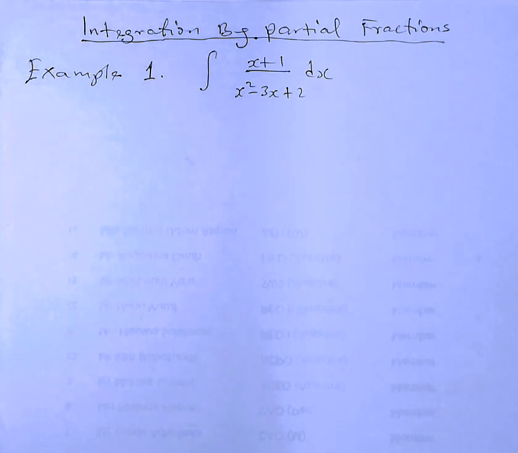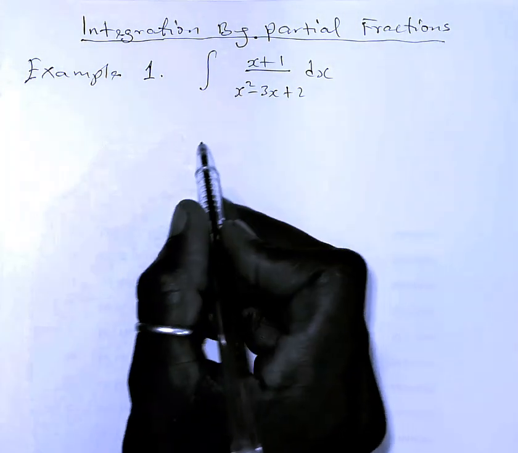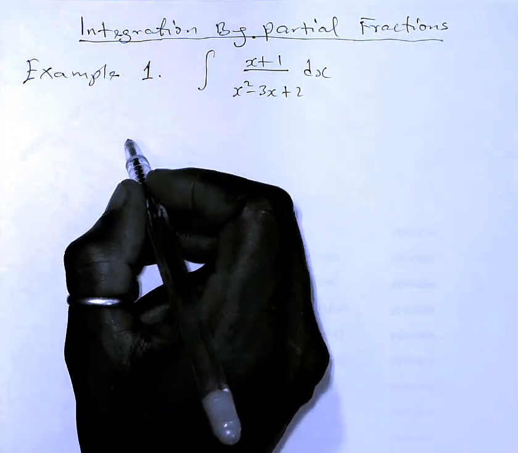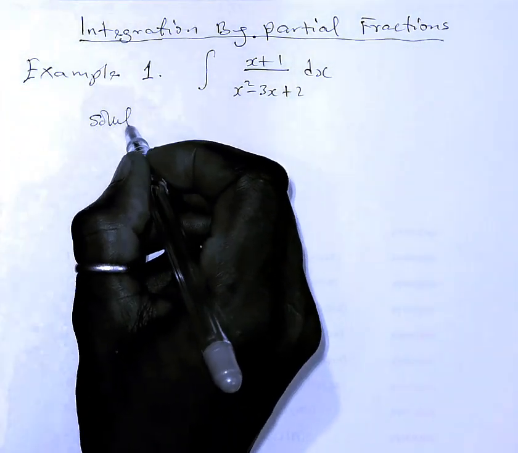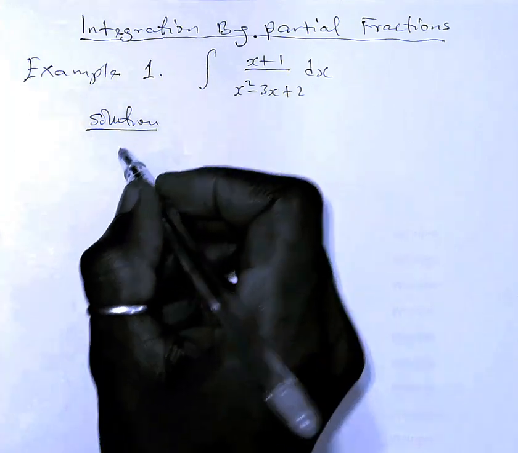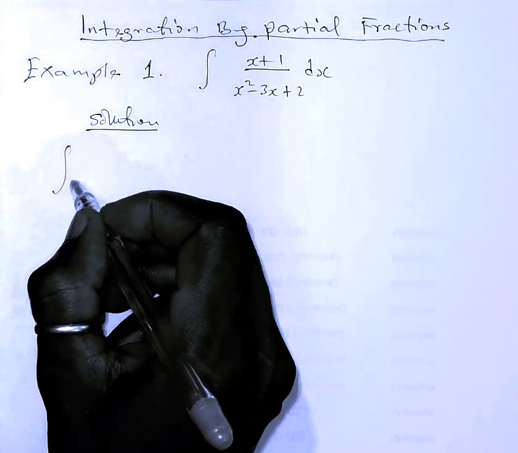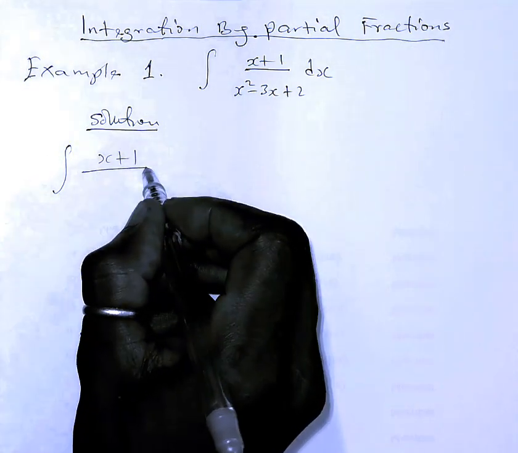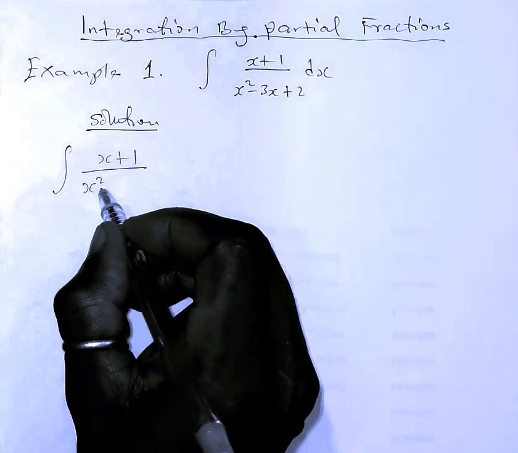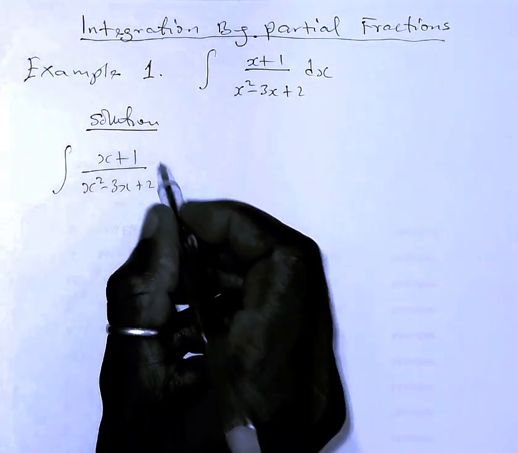Today I will be taking a comprehensive lesson on integration by partial fraction. We have this question given to us: the integral of x plus 1 divided by x squared minus 3x plus 2 dx. We are asked to integrate this one. Let's do this together. The solution will be the integral of x plus 1 all over x squared minus 3x plus 2 dx.